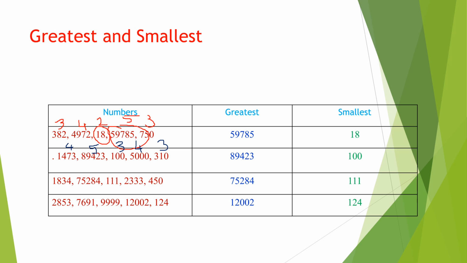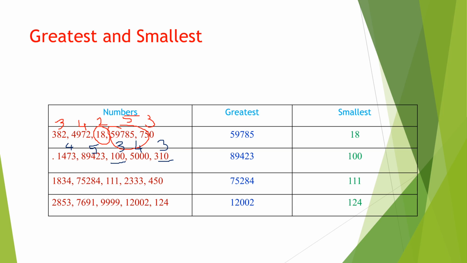Then, which one will be the smallest number? 100. How do you get? See, check the hundreds place digit. Here we have 2 numbers with the number of digits as 3, 100 and 310. In 100, what is the hundreds place digit? It is 1. In 310, which is the hundreds place digit here? 3. Here 1 is less than 3. So 100 is the smallest number.